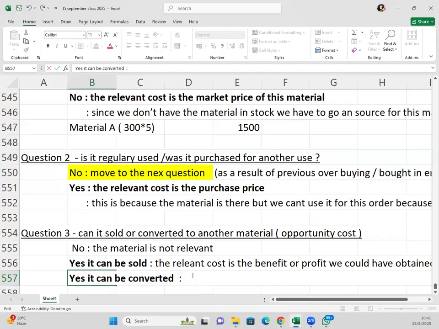So if it can be changed to another type of material that we need, the relevant cost is the benefit we can lose by not converting. The relevant cost, sorry. The relevant cost is the costs we could save by converting the material. The costs we could save by converting the material.